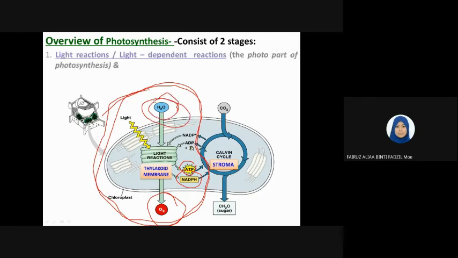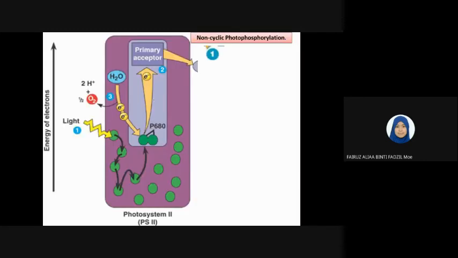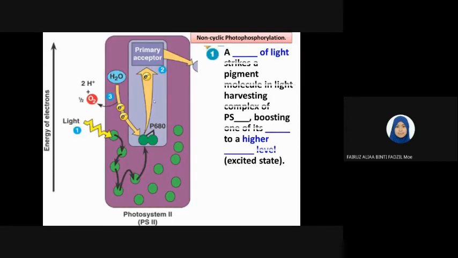Okay, so settle. Now let's try to answer this question, everyone. Turn on your mic and try to answer this question. Okay, we are going to refresh about the process of non-cyclic photophosphorylation. Okay, try to answer this.